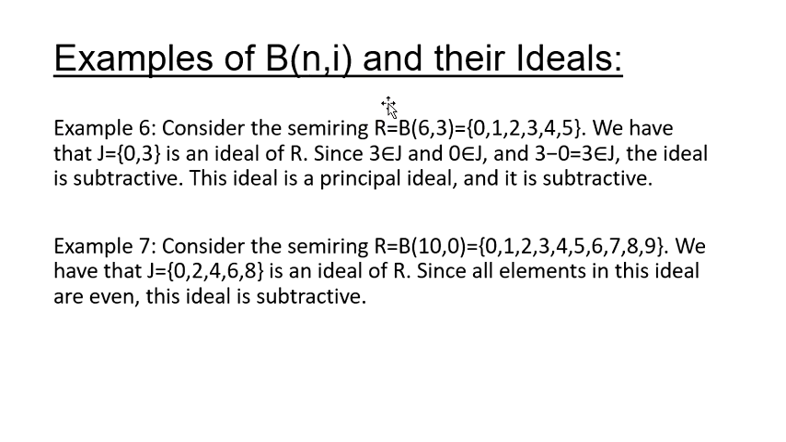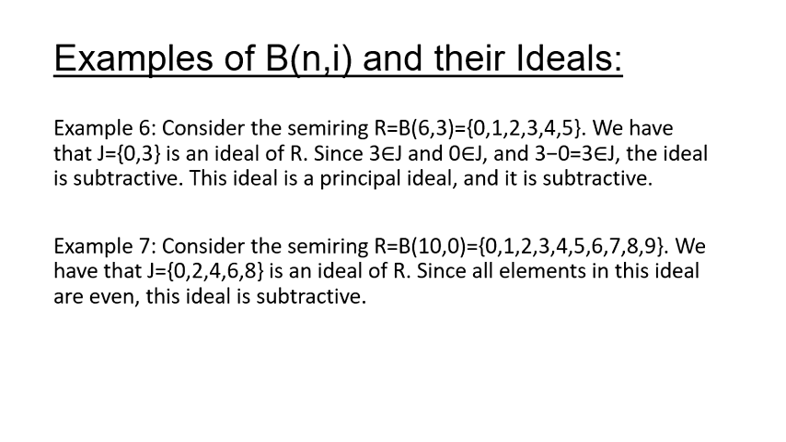Now we look at different semirings. First we will look at B sub 6 comma 3, the integers from 0 to 5, where 5 plus 1 equals 3. J equals {0, 3} is an ideal of this semiring. 3 is an element of J and 0 is an element of J, and the difference between those two terms is 3, which is also an element of J. So this ideal is subtractive. It's also the principal ideal generated by 3.